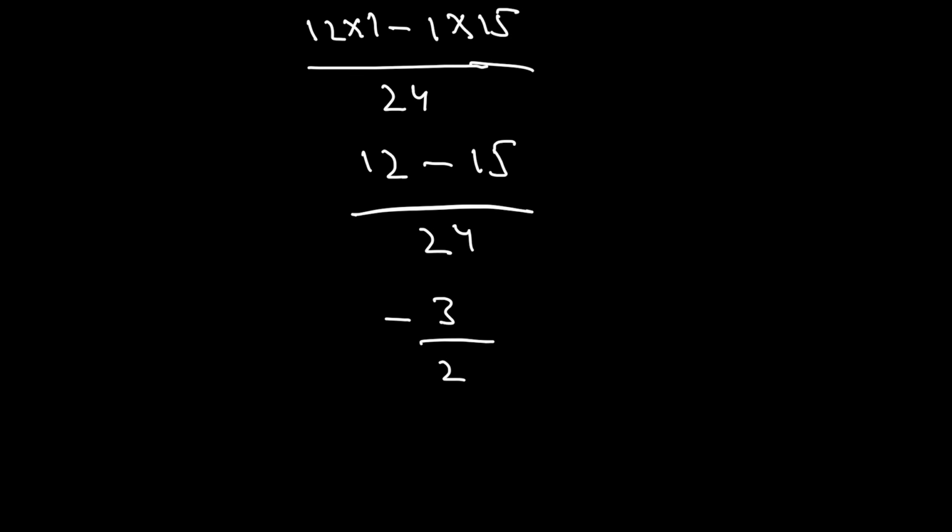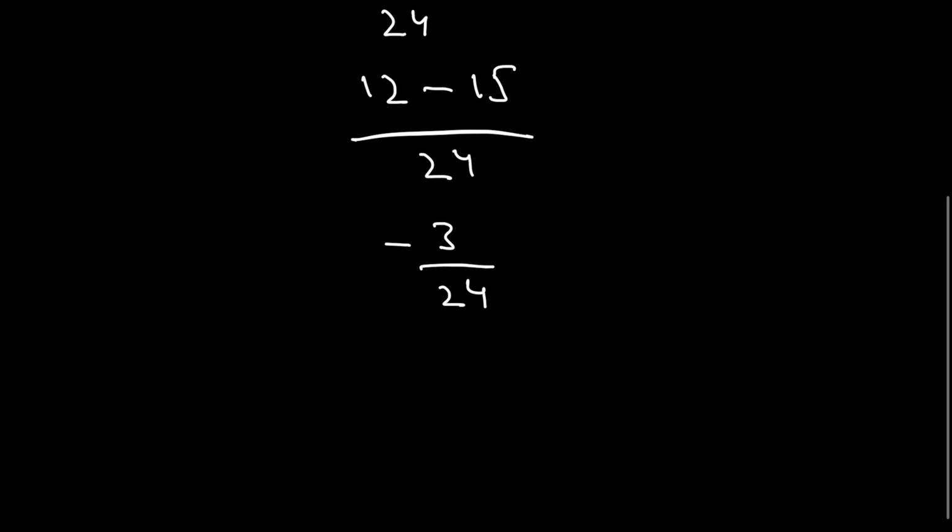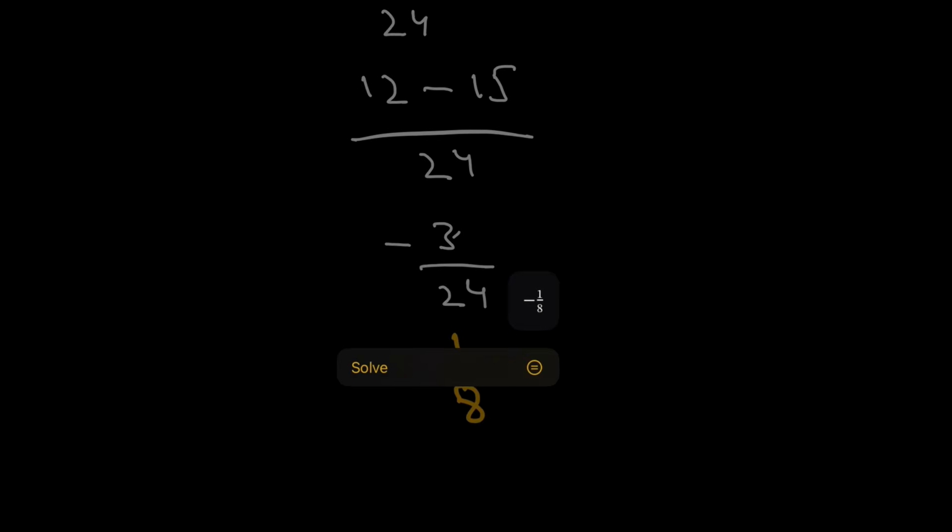So minus 3 over 24, and we can write minus 1 over 8. When we solve, minus 1 over 8 is equal to minus 0.125.